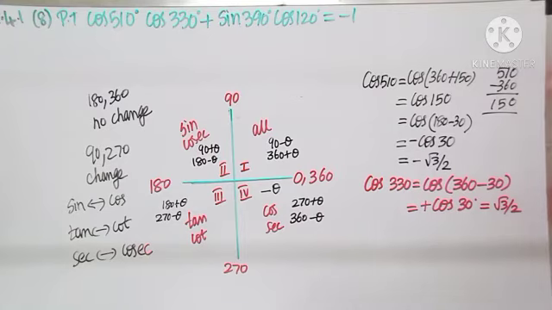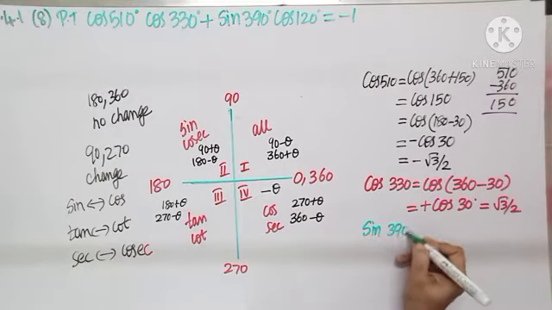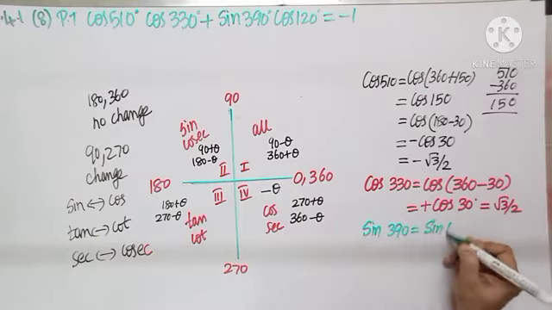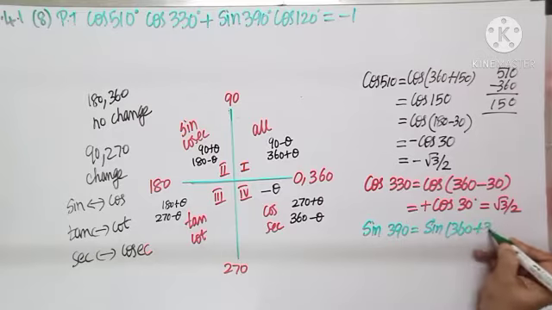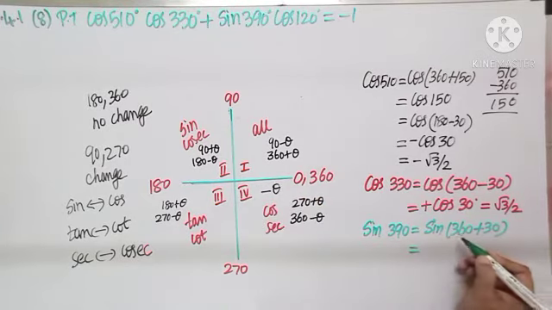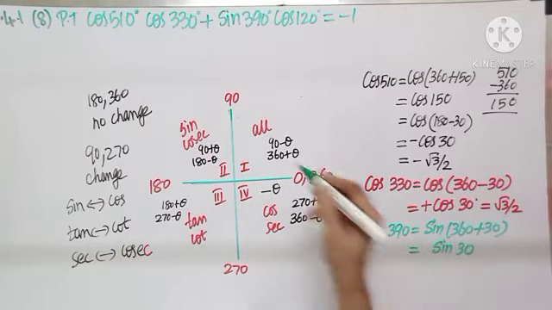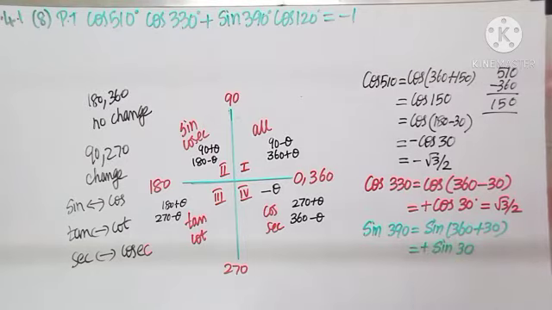Next we'll work out sin 390. How to write sin 390? Sin 390 is written as 360 plus 30. Now we are in the first quadrant. 360, no change. Sin 30, and it is first quadrant, symbol plus. My answer is 1 by 2.